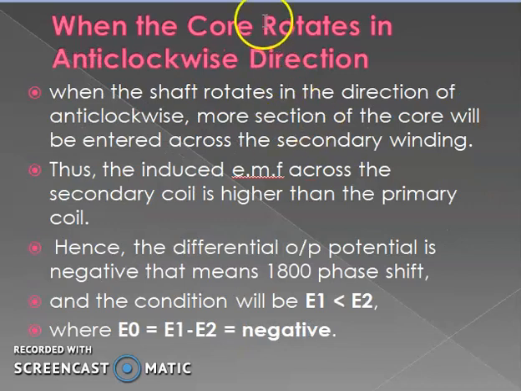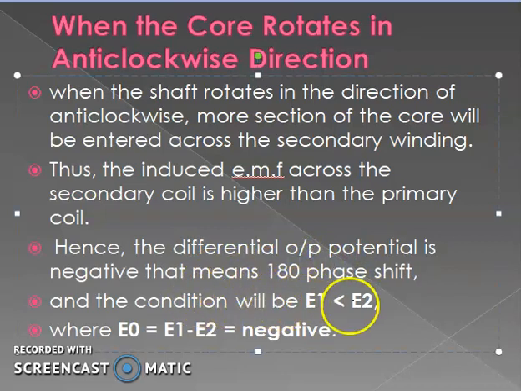Now, the third condition, when the core rotates anti-clockwise. When the shaft rotates in the anti-clockwise direction, more of the core enters the other secondary winding. Thus the induced EMF in that secondary coil is higher, and hence the differential output potential is negative. That means there is a 180-degree phase shift, and E0 is equal to E1 minus E2, which is a negative value. And this is the working of the RVDT.